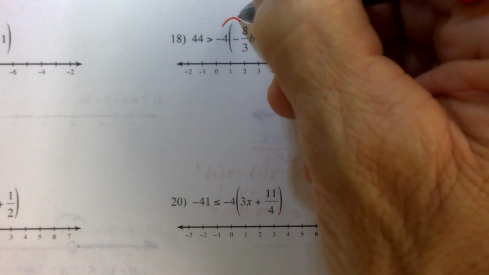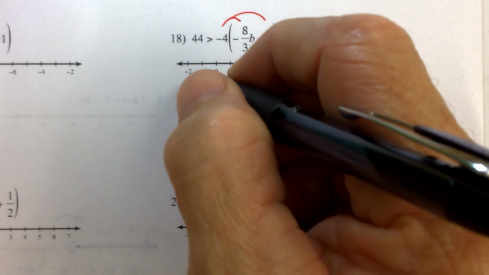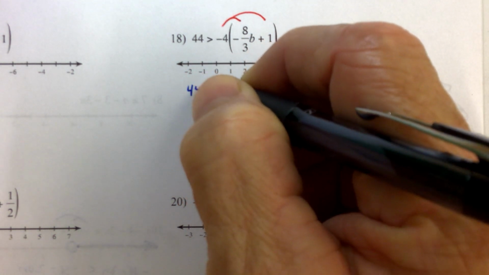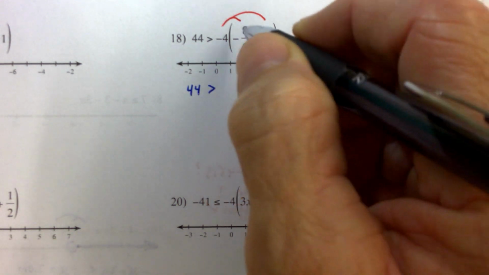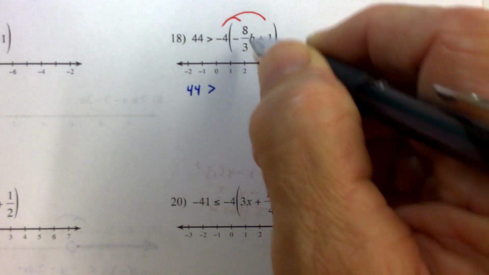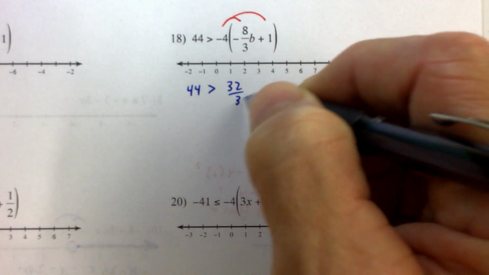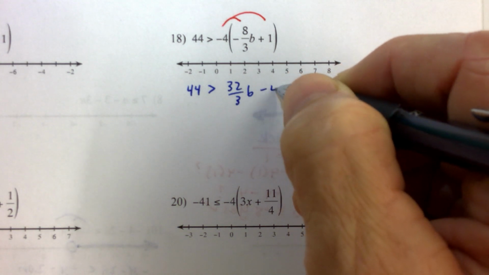So with number 18, we're going to go ahead and distribute the negative 4. On the left-hand side, we get 44. On the right-hand side, negative 4 times negative 8/3 b. So negative times a negative is a positive: 32 over 3b, and then minus 4.